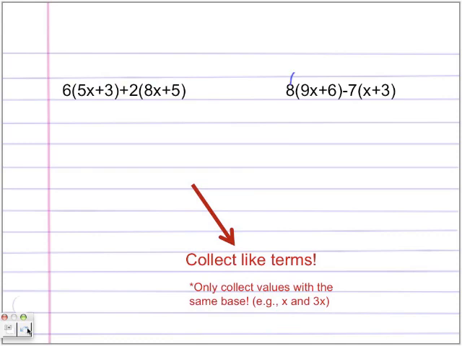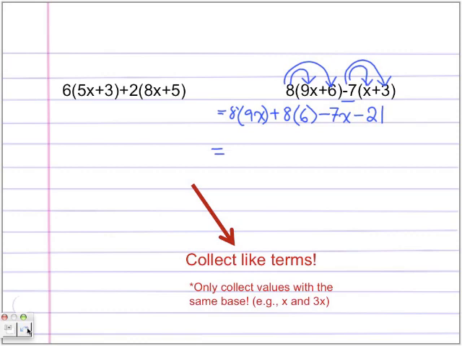In this one we have 8 times 9x and 8 times 6. And you can always use arrows to make sure you don't forget any of the values. So we have 8 times 9x plus 8 times 6. And here we have a negative 7, so all the values are going to be negative. So negative 7 times x is negative 7x. And negative 7 times 3 is negative 21. 8 times 9 is 72x, and we have 48, 8 times 6. Subtract 7x, subtract 21.